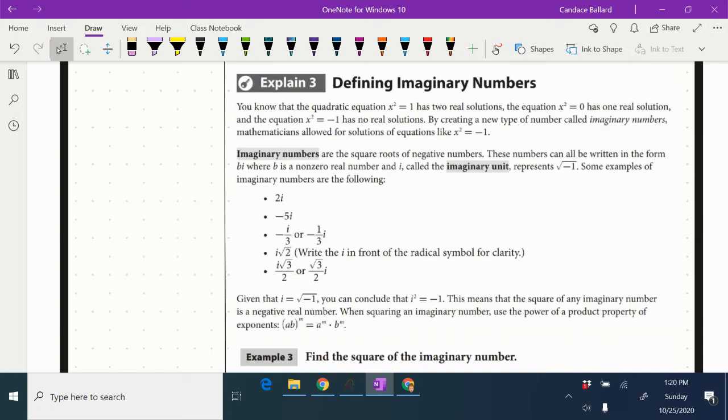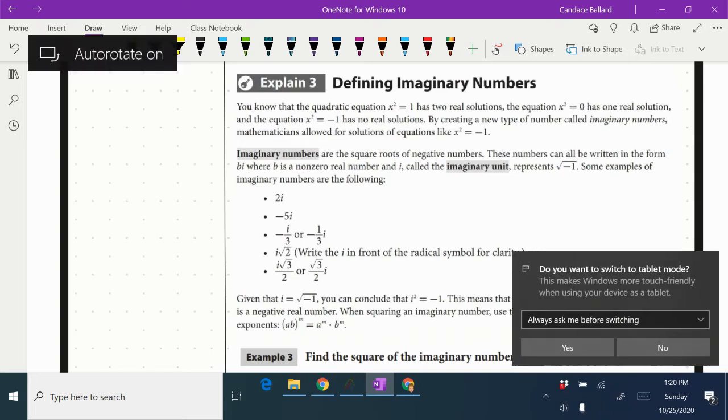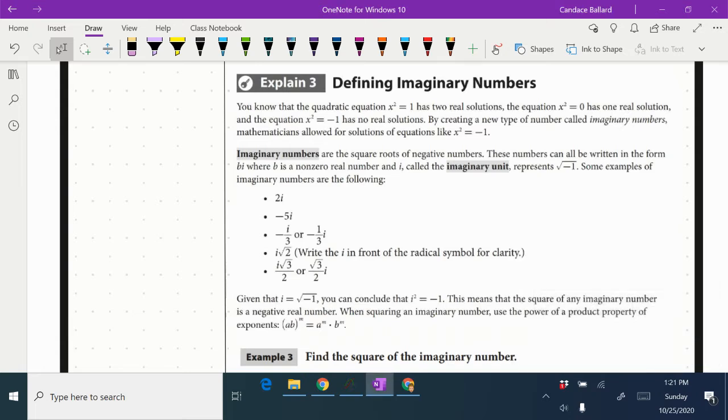So you know that the quadratic equation x squared equals 1 has 2 real solutions. The equation x squared equals 0 has 1 real solution. And the equation x squared equals -1 has no real solutions. By creating a new type of number called imaginary numbers, mathematicians allowed for solutions like x squared equals -1. So an imaginary number is going to allow us to solve something where we take the square root of it and it has a negative underneath the radical sign. So we have been lying to you for years that that's not possible.